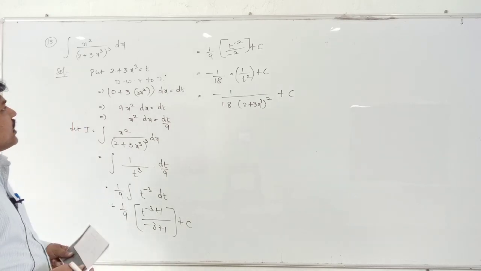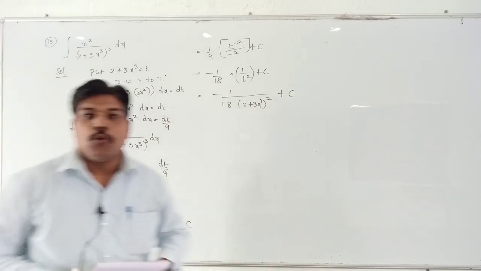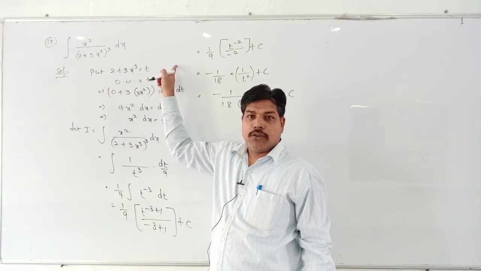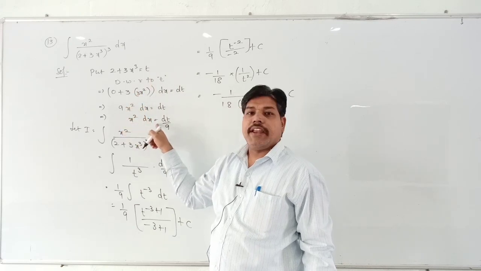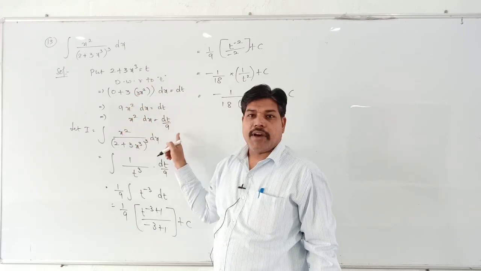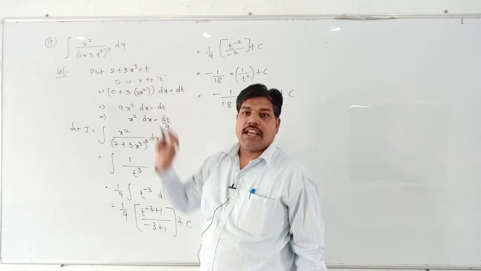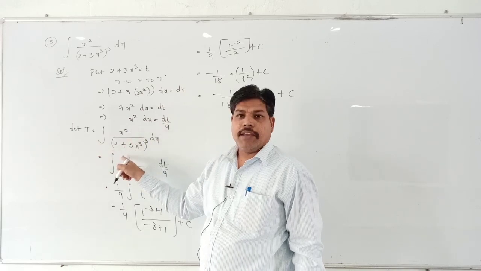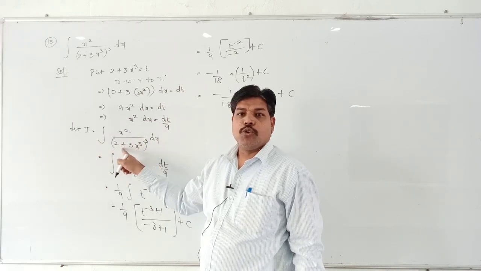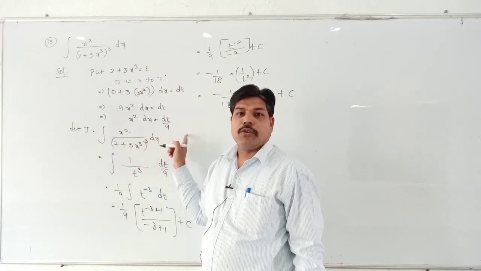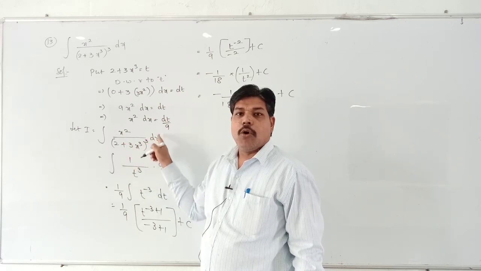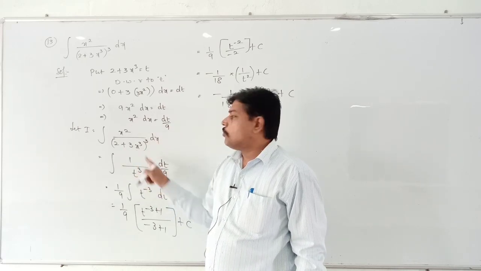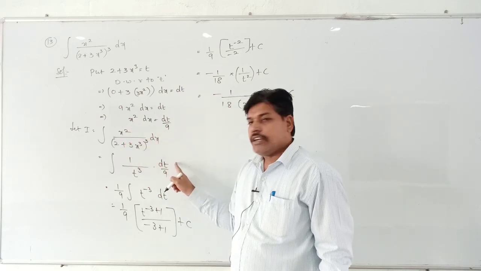So see that question students once again. What I have taken here, 2 plus 3x cube is equal to t. So the derivative gives x square into dx, value will become dt by 9. Substitute this value in the given integration. I is equal to integral of x square by (2 plus 3x cube) whole cube into dx. So 2 plus 3x cube is t, so it will become t cube. X square into dx value will become dt by 9.